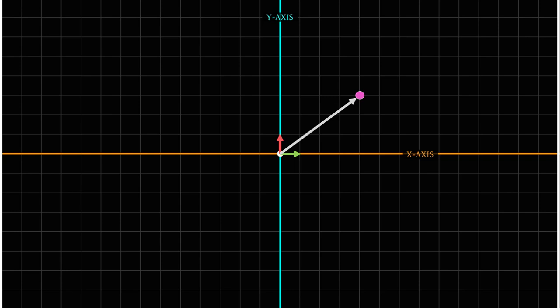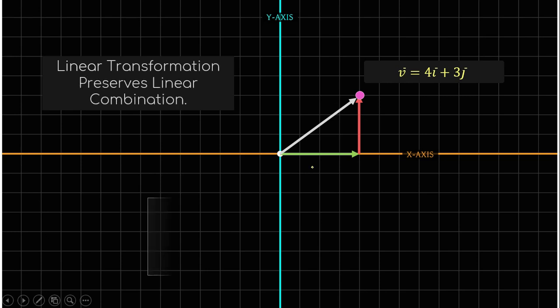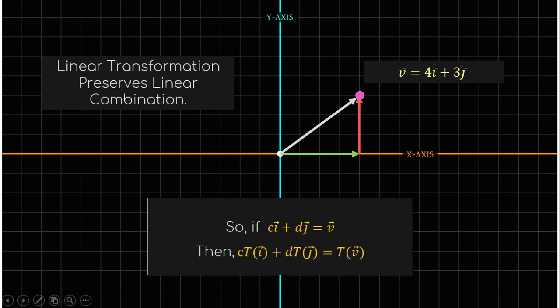We have a vector, and we know that every vector is basically a linear combination of the basis vectors, right? So this vector right here is actually 4 into i hat and 3 into j hat. But we also know that linear transformation will preserve the linear combination. So if V, let's call this V, is a linear combination of the two vectors i hat and j hat, then the transformation of the vector V is going to be the same linear combination of the transformation of i hat and the transformation of j hat, because this is the definition of linear transformations, right?